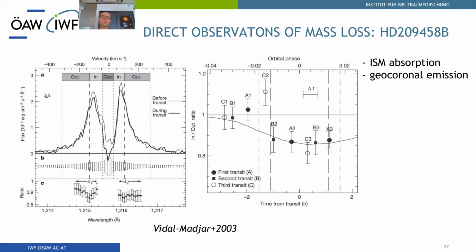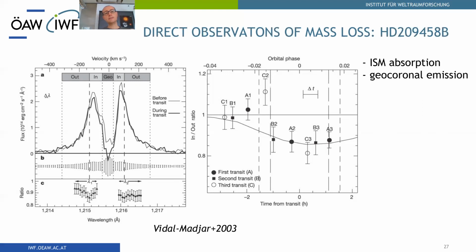And there is also a further complication in the Lyman alpha light because we observe it from nearby the Earth, from space, but still nearby the Earth, and there is geocoronal emission that affects the core of the line, which therefore cannot be used for transit observations. However, what is used are the wings of the line.